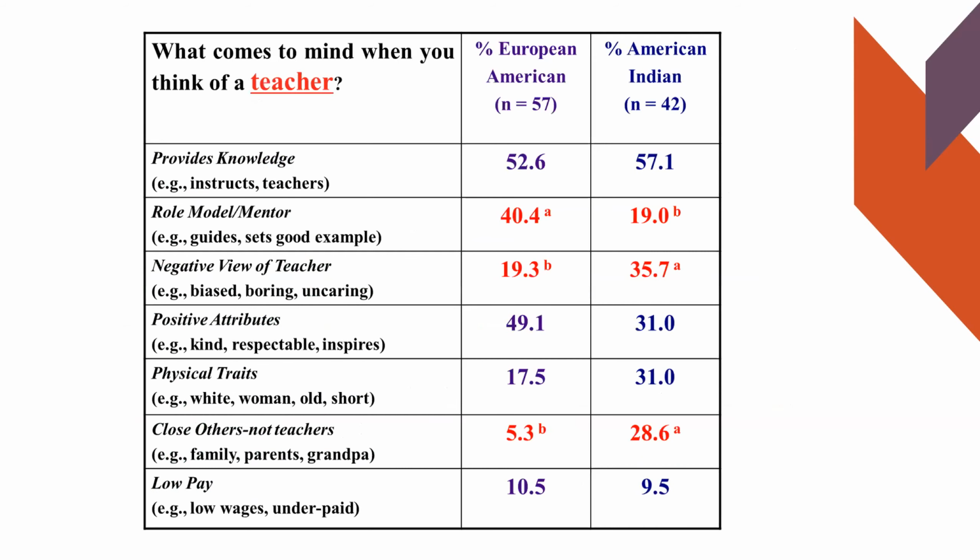Similarly, some quantitative data to go along with this as well. Again, you see in red, highlighted, where you see those statistically significant differences between white Americans and American Indians, in terms of who's a role model or a mentor versus having a negative view of a teacher. And then, again, thinking about family members or relatives as teachers, or when they think about what comes to mind when you think of a teacher, again, someone who's a parent or a grandparent or an elder really stands out for Native folks, right?